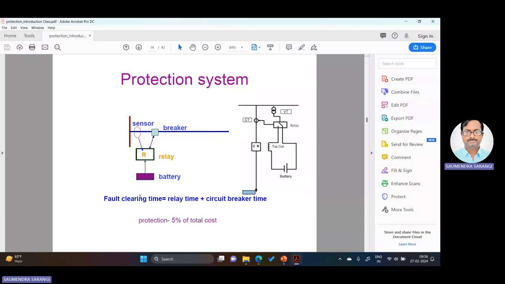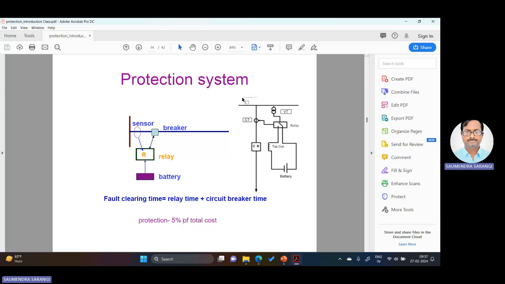To operate the different types of relays and circuit breakers, the technique we have to develop is allocated very little cost. Suppose you are getting a total system of 100 rupees, then you have only 5 rupees to develop this protection system. So the challenge for the protection engineer is to disconnect the faulty section within very less time, and the amount of money they are giving us is very less, only 5% of the total cost.